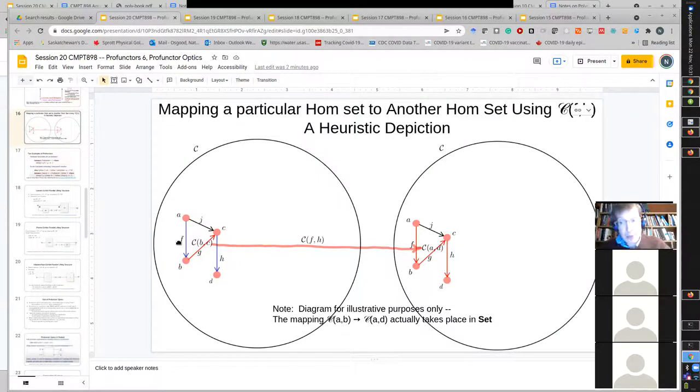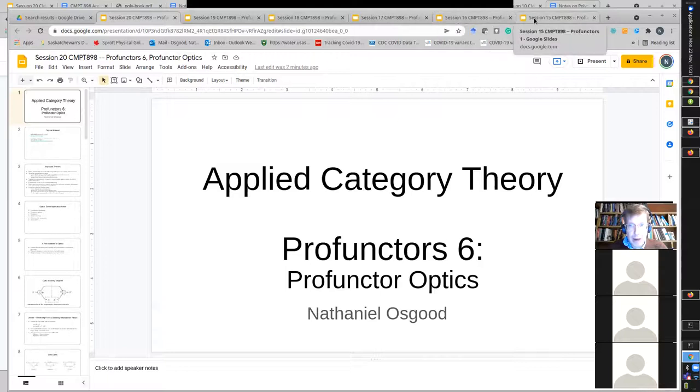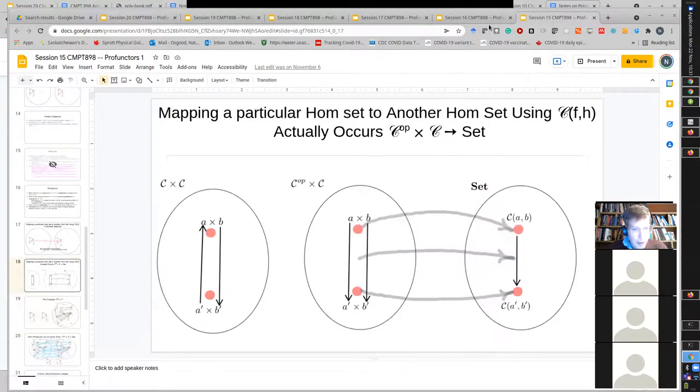When it comes to objects, well, C op objects are the same as C objects. They're the same objects. It's just the morphisms are flipped around. I don't know if that helps, but if you had C op cross C, you've got these objects. They're the same objects as in C cross C. It's just that a morphism here in C cross C going from A prime to A becomes a morphism in C op cross C of A to A prime. And that allows us to map together with this morphism, which was already in that direction. This is a mapping from A cross B to A prime cross B prime.